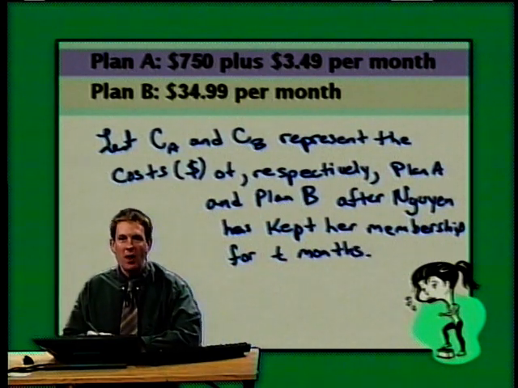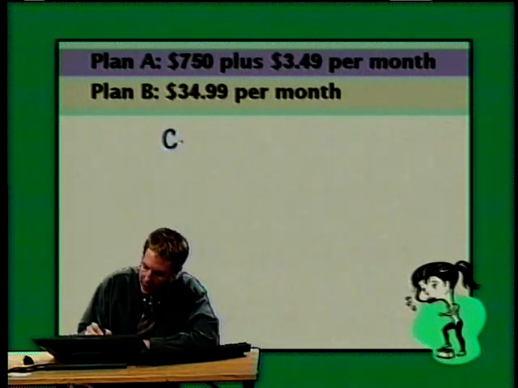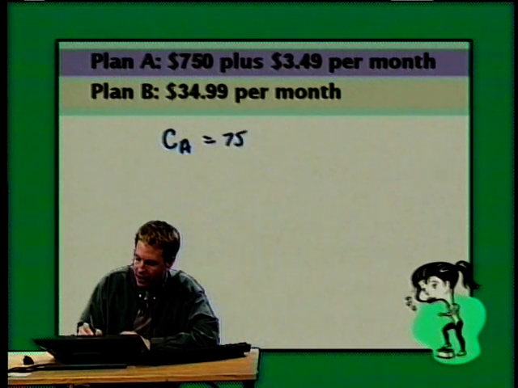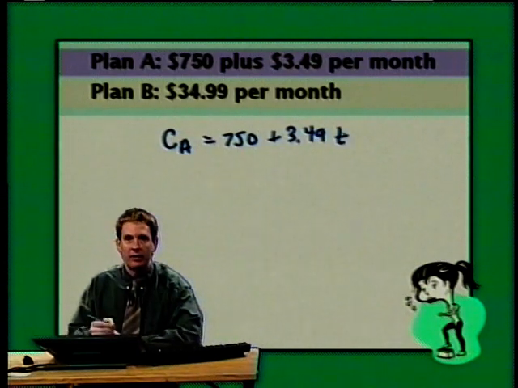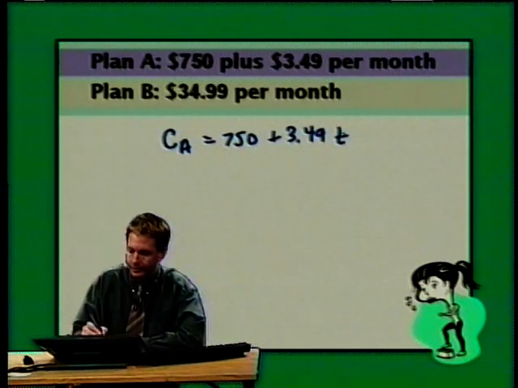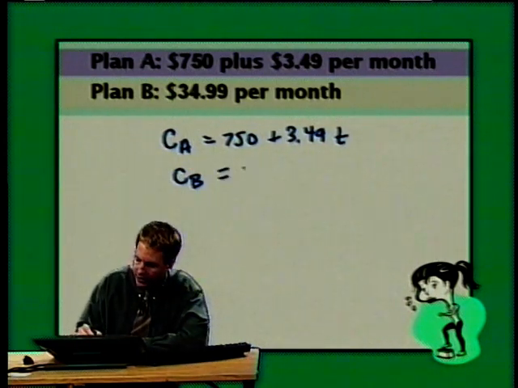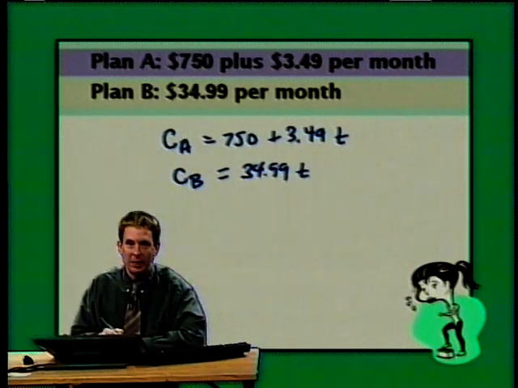Now let's come up with formulas for each of these costs. The cost of Plan A is the $750 upfront cost plus $3.49 for every month Nguyen belongs to the gym. The cost of Plan B is just the $34.99 per month charge times the number of months Nguyen belongs to the gym.